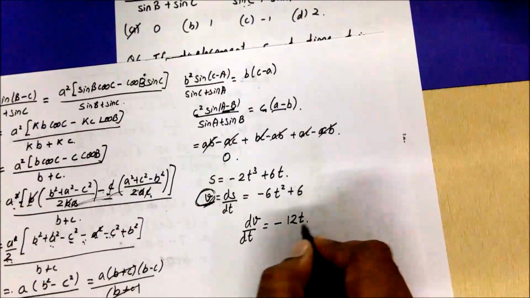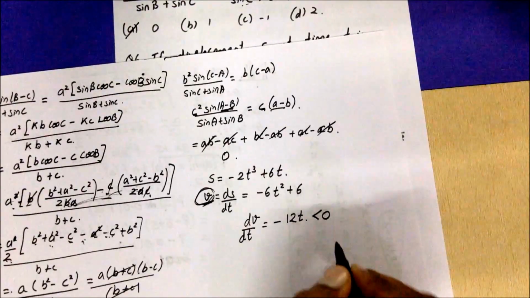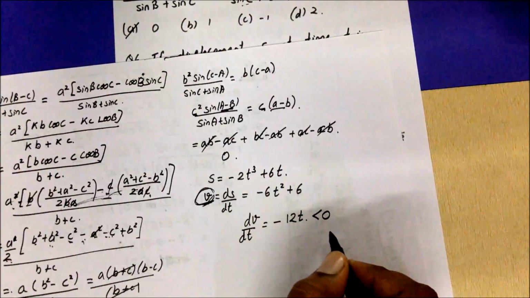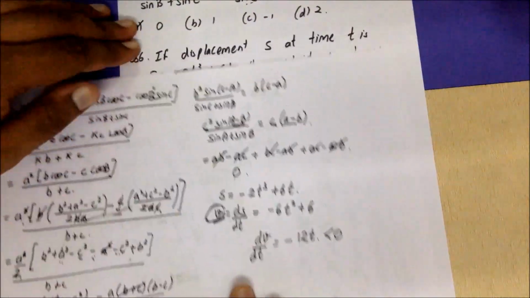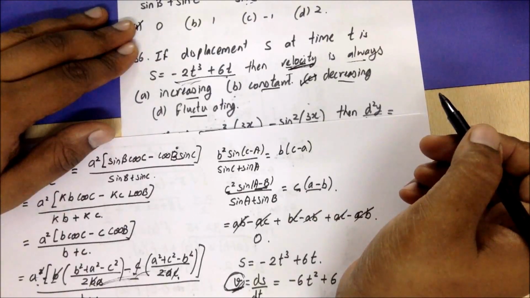Since for any time greater than 0, this particular value is going to be less than 0, that means my velocity is going to be a decreasing function. So that is why your option should be C.